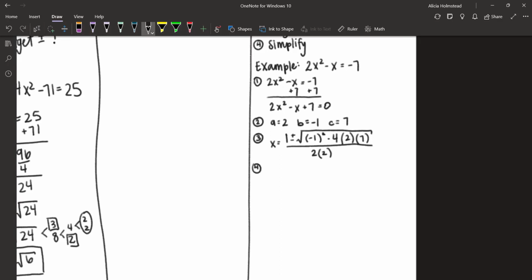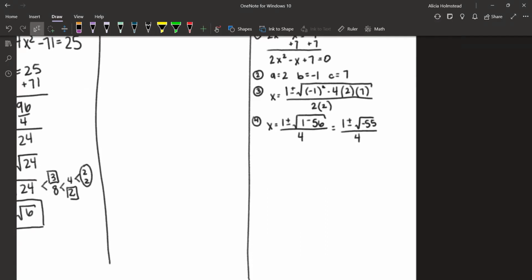So step 4, x equals 1 plus or minus. We're going to start by simplifying the thing inside of the radical. So 1 squared is 1, minus 4 times 2 is 8, times 7 is 56, negative 56. On the bottom, 2 times 2 is 4. Simplifying further, we get 1 plus or minus the square root of negative 55 divided by 4.